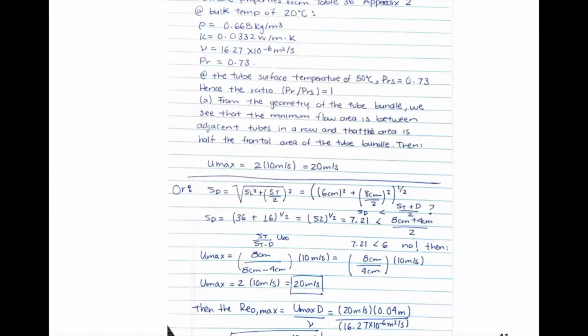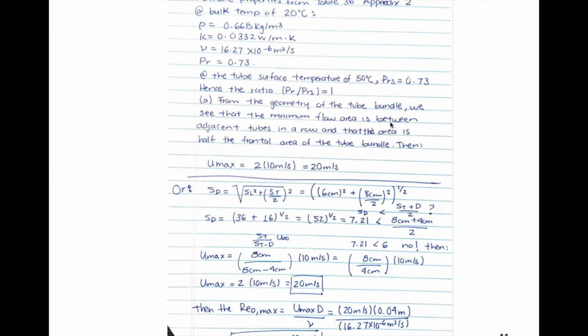So we can get methane properties from table 36, appendix 2 in your textbook at a bulk temperature of 20 Celsius. If you go to that appendix, you should be able to read the density, thermal conductivity, kinematic viscosity, and the Prandtl number for methane at 20 Celsius. Then at the surface temperature of 50, we read the Prandtl surface, because we will need it, 0.73. Hence, if we make the ratio Prandtl divided by Prandtl surface, we will have 1. So the Prandtl equals the Prandtl surface.